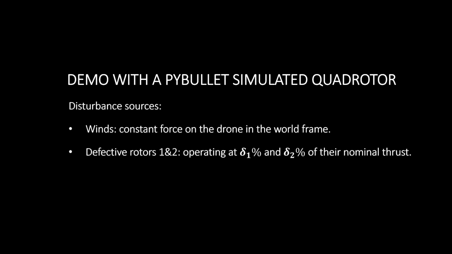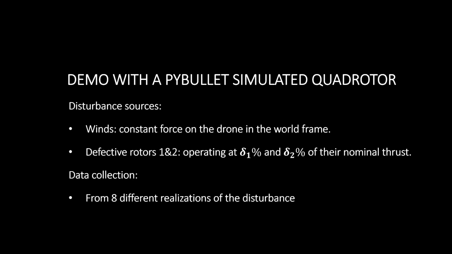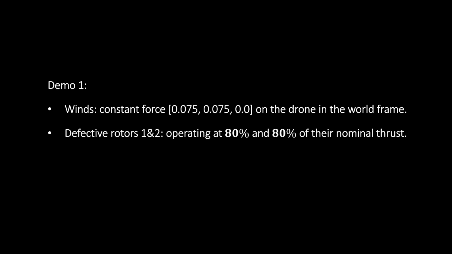We verify our learned adaptive controller on a PyBullet simulated quadrotor with two disturbance sources: external winds in the world frame and defective rotors, which can only operate at a certain percentage of the nominal value. For training, we collect state control trajectories under 8 different realizations of the disturbance. In the first demo, we assume a constant wind and defective rotors at 80% of the nominal thrust.